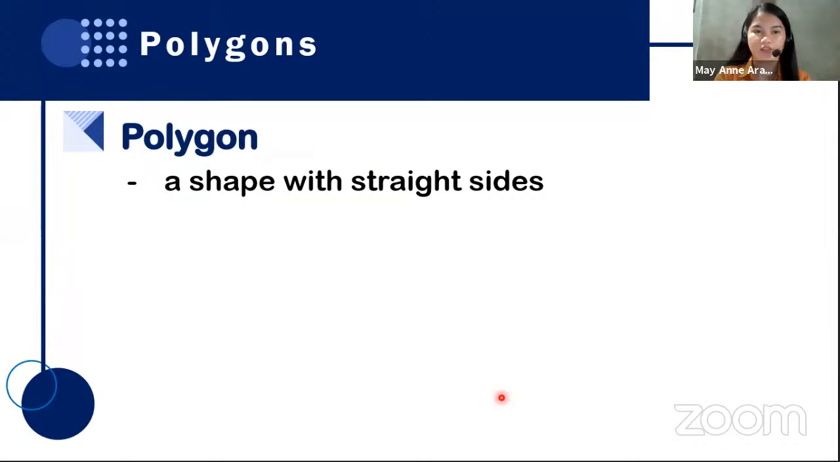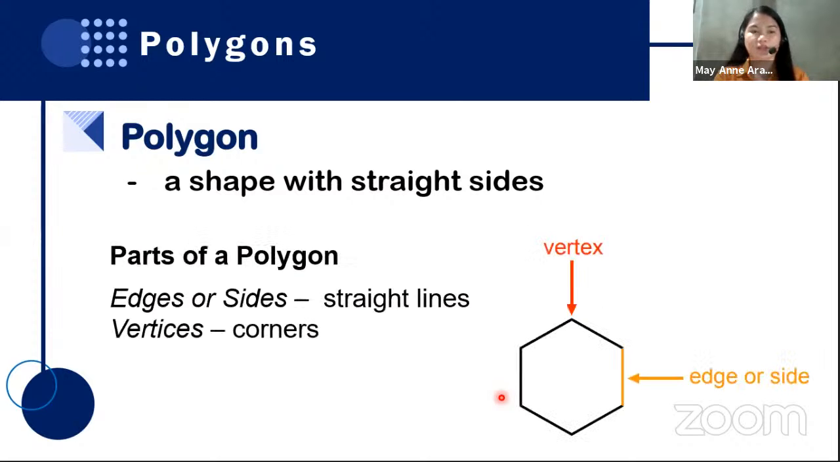Okay, next we have the polygon. This is a shape with straight sides. The parts of the polygon are the edges or sides, so these are the straight lines, and the vertices are the corners. So for the vertex, we have here the vertex, here, here, here, and here. And then the edge or side, so we have here one side, another side here, here, here, and here.